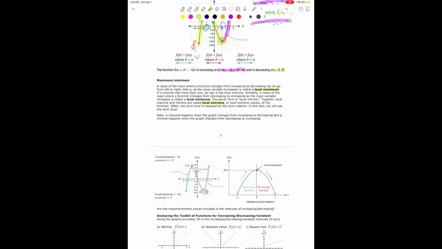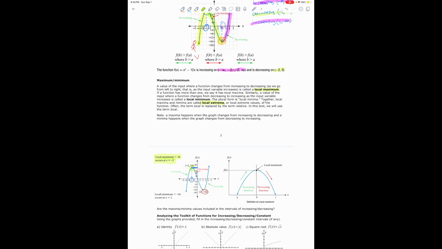For example, our first example of maximum was this point right here. So we say we have a local maximum of 16. So the highest point the graph reaches is 16. Where is that going to happen? It happens where x is equal to negative 2. So that is the position of the maximum. So that is how we identify the maximum and minimum.